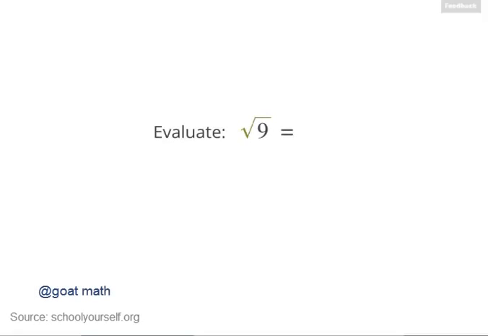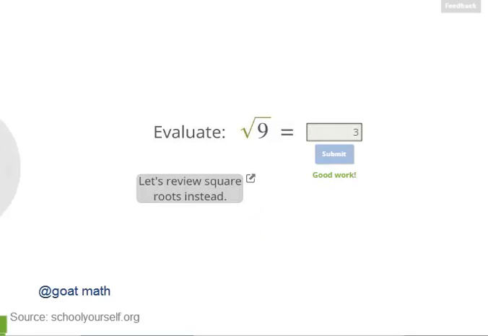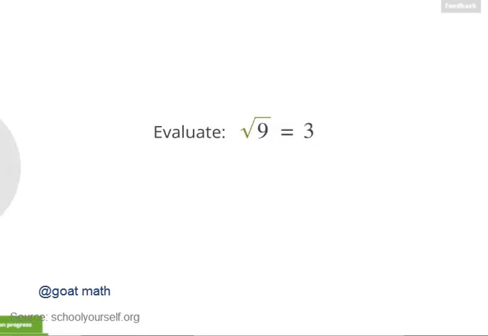First off, what's the square root of 9? And click over here to review. Right, the square root of 9 is 3 because 3 times 3 equals 9.